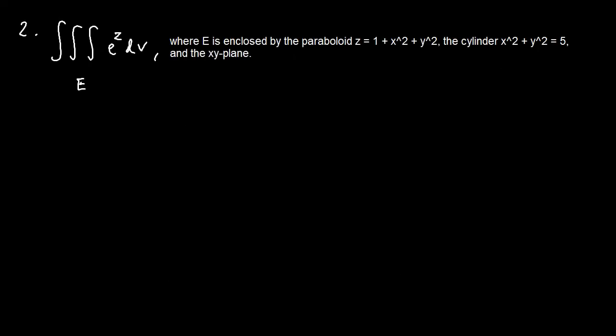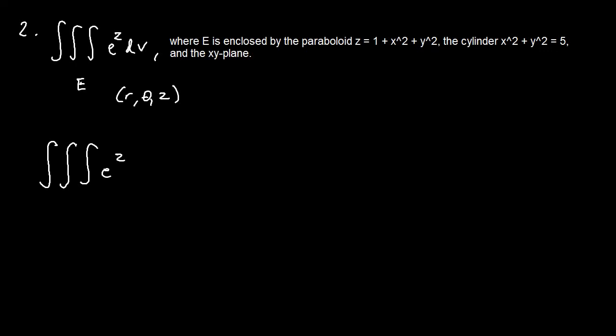So now for number 2, let's go ahead and evaluate the triple integral of e to the power of z dv, where E is enclosed by the paraboloid z equals 1 plus x squared plus y squared, the cylinder x squared plus y squared equals 5, and the xy plane. So if I convert e to the z into cylindrical coordinates, notice that it's going to remain as e to the z, because z just remains as z in cylindrical coordinates. Once again, cylindrical coordinates are in the form r, theta, z. So let's go ahead and find all these bounds.